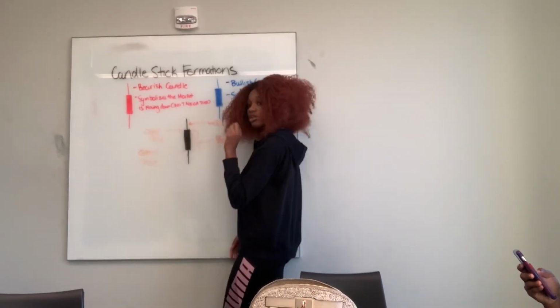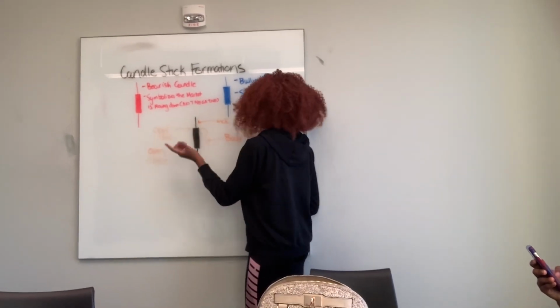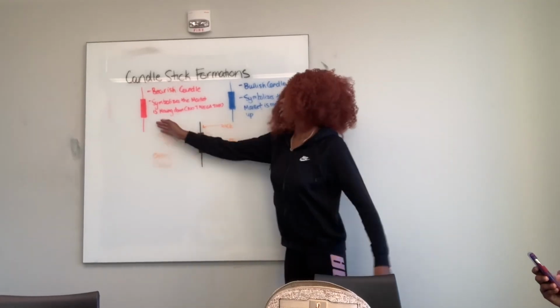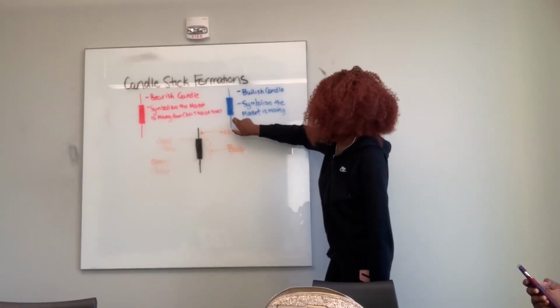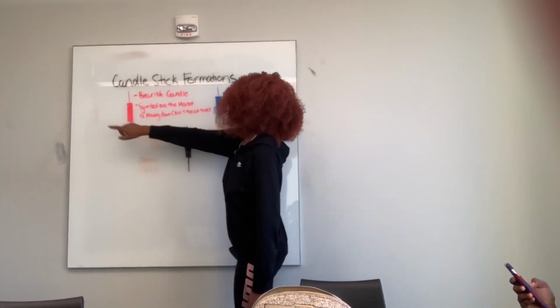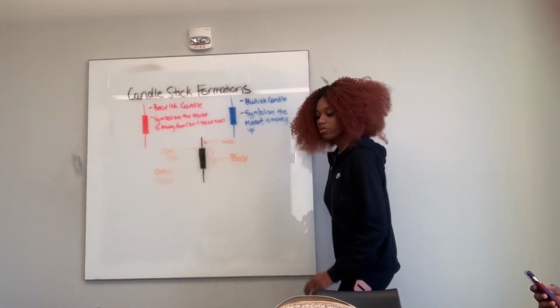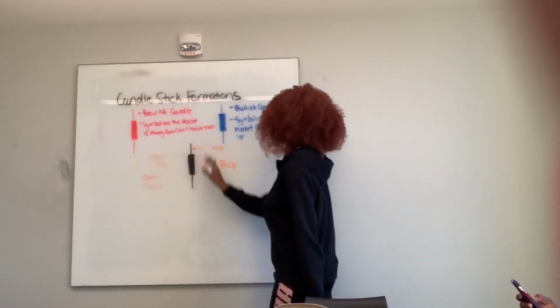So the candles tell stories, right? This is the open of the candle and this is the close, but this could also be the close or the open. It just depends on whether you're dealing with a bearish candle or a bullish candle. For a bullish candle, the bottom of the candle will be the open and the top will be the close. For a bearish candle, the top of the candle will be the open and the bottom will be the close, right? So you can have different candle compositions, but this is basically the formula.